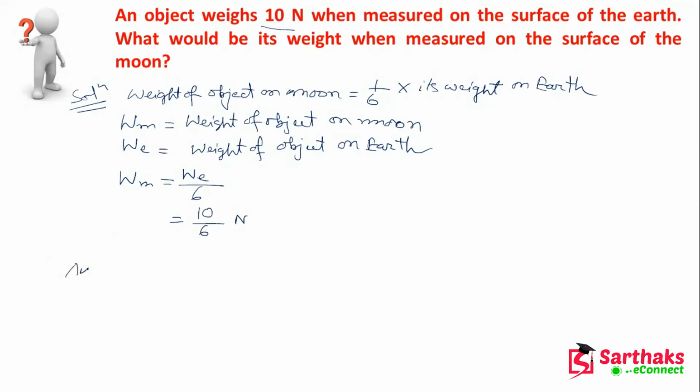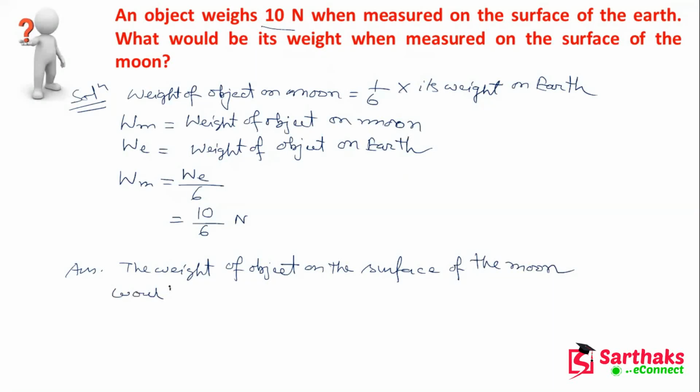So that means we can write down the weight of the object on the surface of the moon would be equal to 1.67 Newton. Okay, done.